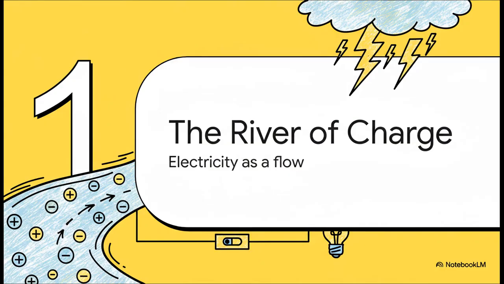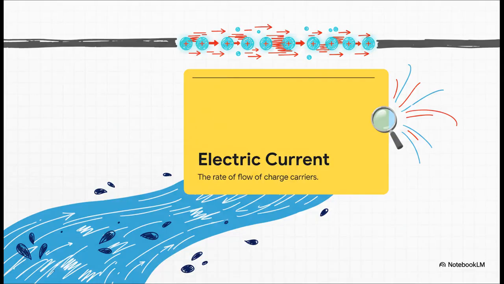Okay, so to get our heads around this whole thing, let's use a simple analogy. Just picture an electric current like a river. Simple enough, right? But instead of water, this river is made of pure electric charge. And the more charge that flows past any given point each second, well, the stronger the current. And this brings us right to the official textbook definition. Electric current is simply the rate of flow of charge carriers.